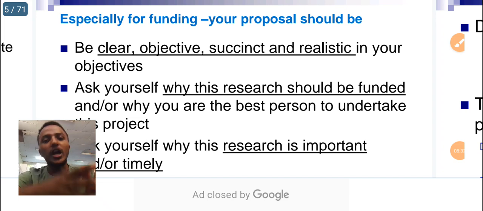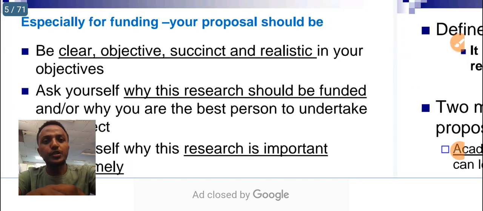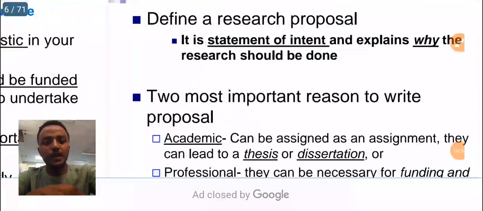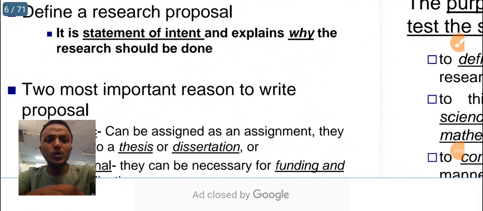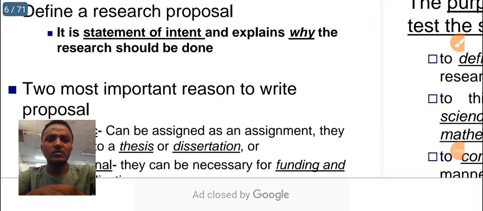how he can conduct the research, when he can conduct the research, where he can conduct the research, and with whom he is conducting the research and with whom he can be guided. So these clear ideas can be gained by the concerned body when you bring specific and to-the-point proposal writing. So how can you define a research proposal?